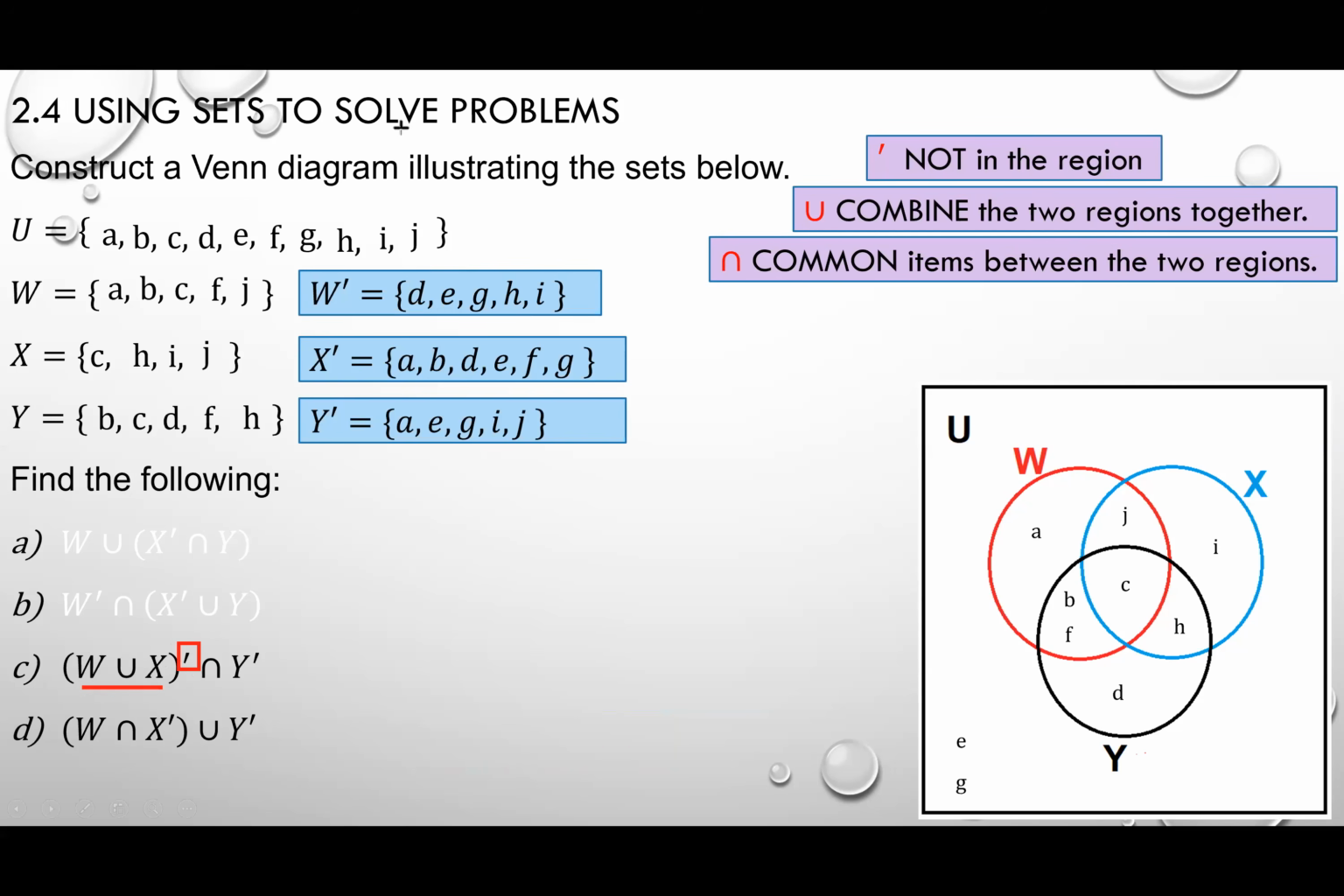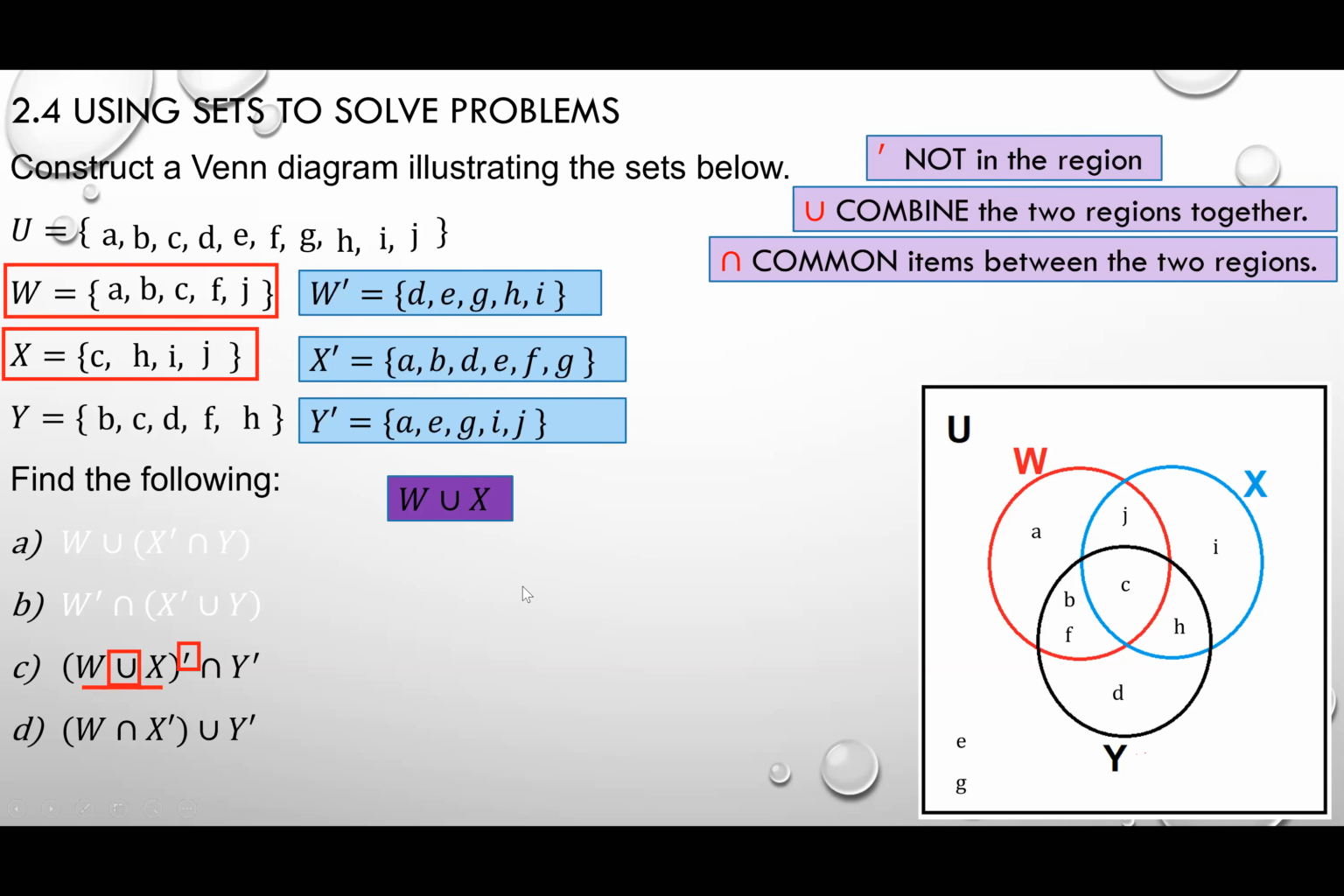So what is inside my parenthesis? Do you agree that they tell me to take W and put it together with X? Literally, that's all you do. I coded my W as the red item: A, B, C, F, and J. Combine that with X, which is C, H, I, J. So literally, that's all you do.